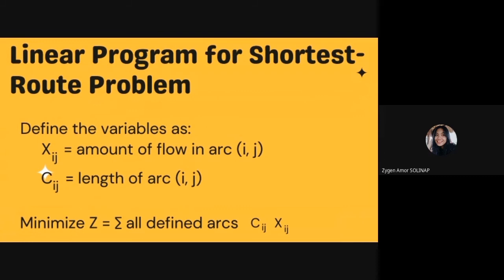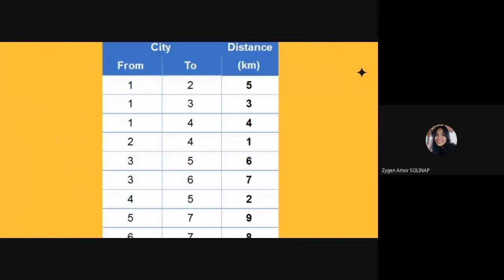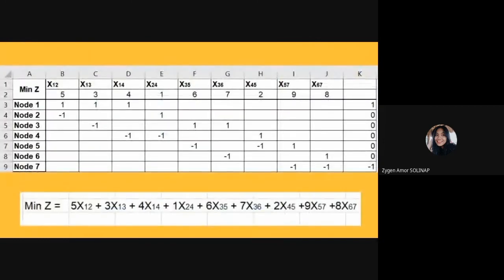So this c sub ij is only used if there is other data available, like another variable. In our case, we only have one, which is the distance. So the equation for the shortest route is minimize z, which is equal to the summation of all defined arcs of c sub ij times x sub ij. So we will use again the same example. Now let's look at the table.